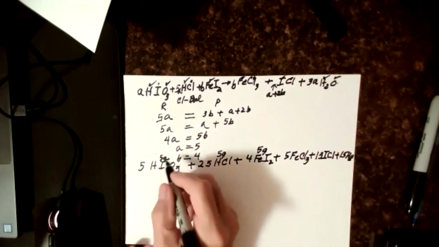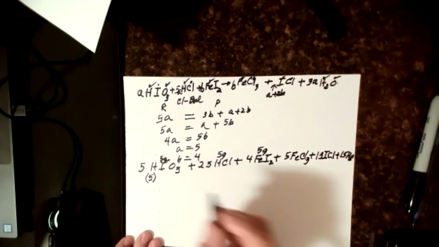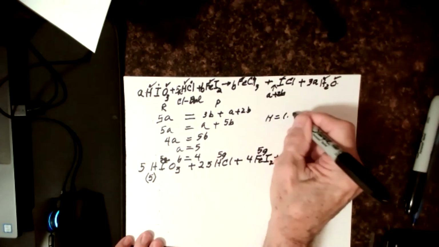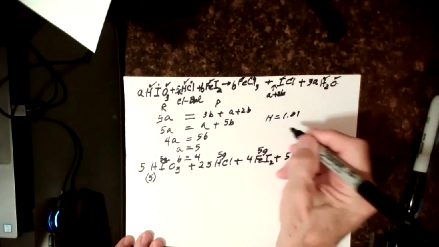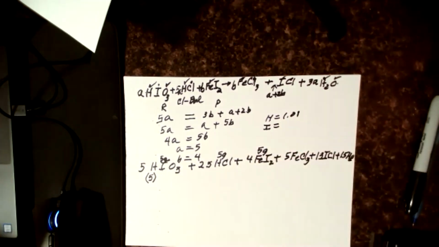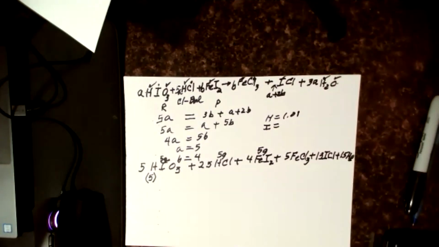Okay, but now, what do I do? I've got 5 grams here. The equation is showing 5 moles. Now, I've got to get the molar mass. Hydrogen, I remember, is 1.01, I think. Iodine, I believe, is 127, but I'll look it up just to be sure I don't screw it up. Okay, so iodine is 126.9 something or other. I'm going to use the 127 that I remember.